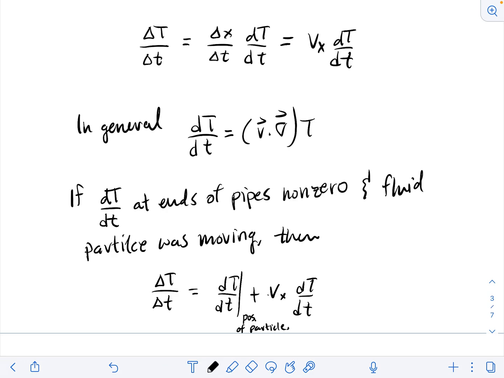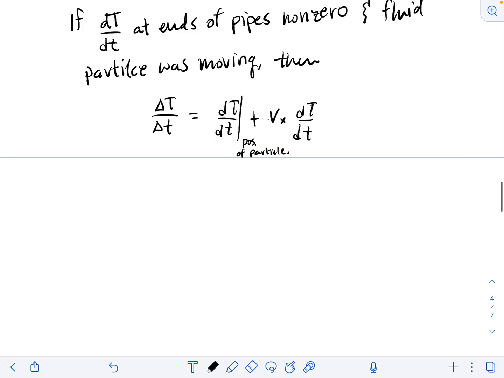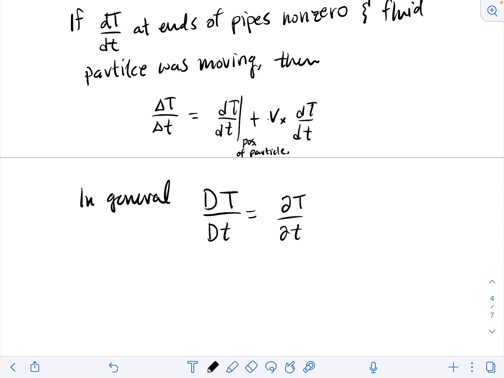Okay, so that's the 1D case, and in general the material derivative of the temperature would be the partial derivative at the instantaneous position of the particle, plus V times this gradient term. But now in our current example, we're thinking of temperature.